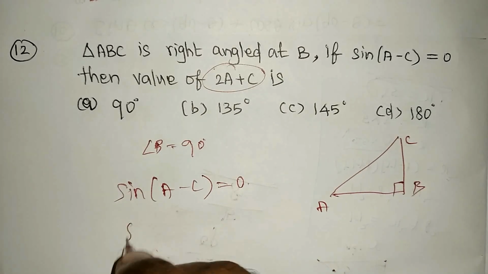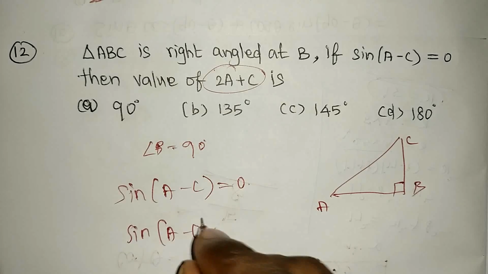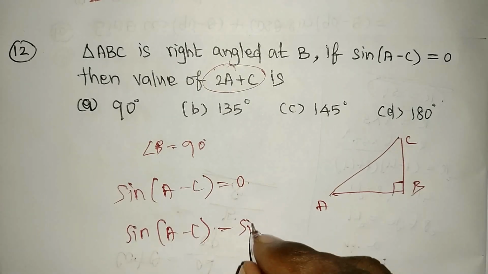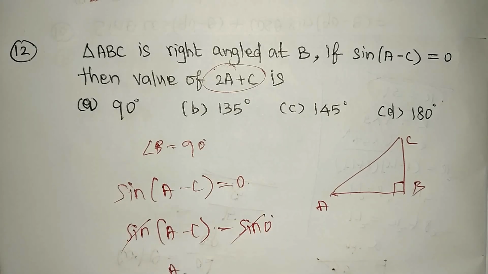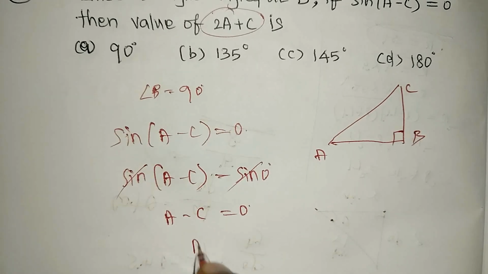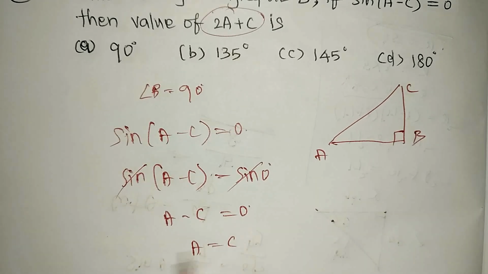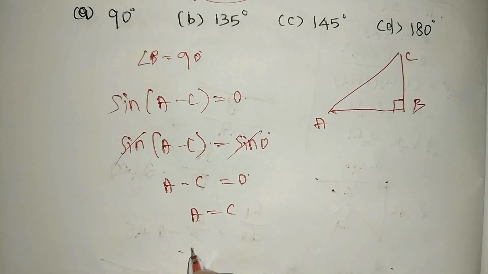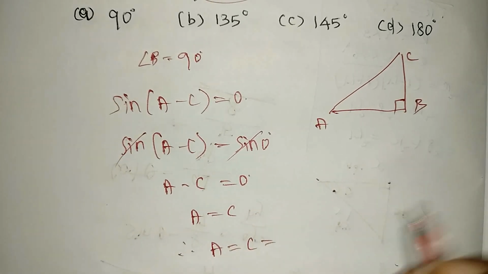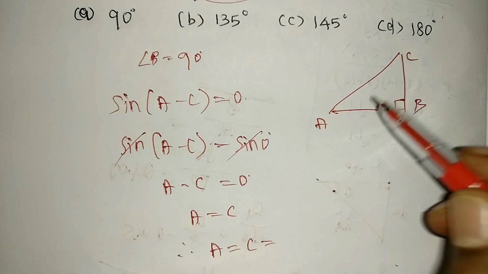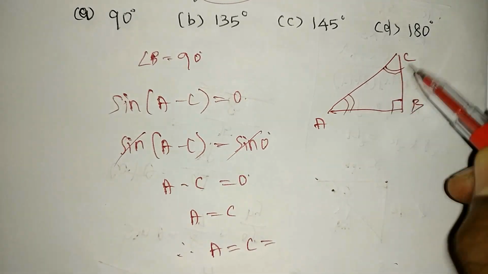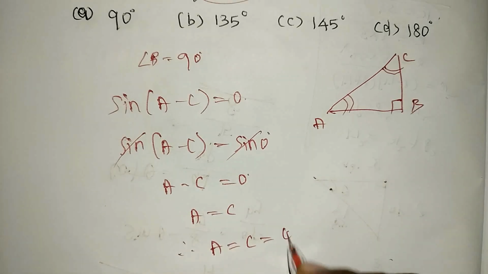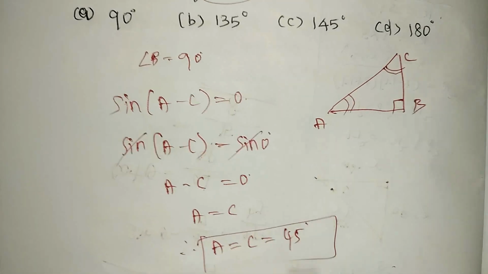Let's go for this. So we know very well, 0, you will write sine 0 degree is equal to 0. So the sine will be cancelled, then we are getting A minus C is equal to 0. Okay, now this minus value goes to the opposite side, you will get A equal to C. So both are equal. We know B is equal to 90, then the sum of these two angles, we know very well, is 90 degree. Then if you divide by 2 we are getting 45. So both are equal to 45.